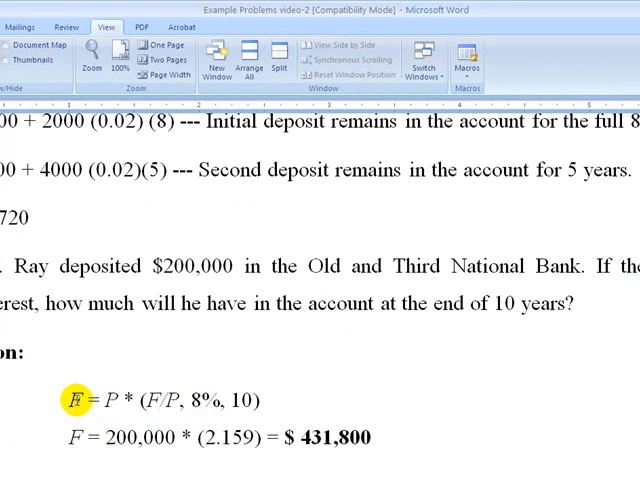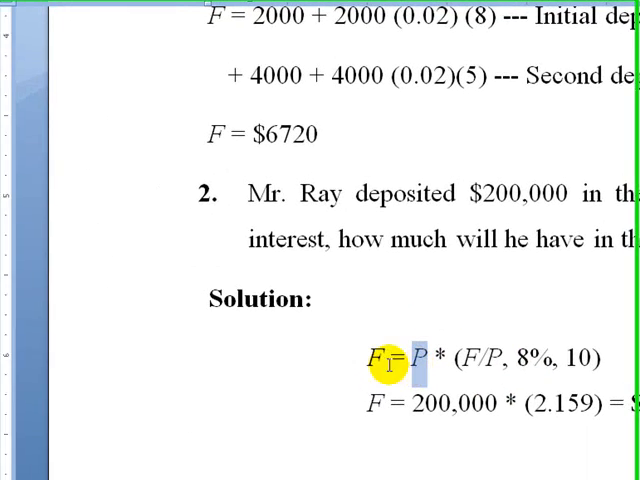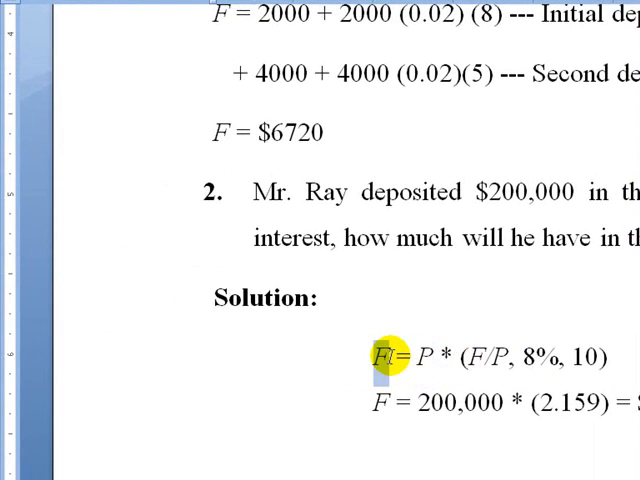So now again, the letters that we looked at in the first problem remain the same. We need to calculate the F value, the future value, which will be equal to, in this case the formula changes. If you want to calculate F, you use the P value, which is $200,000, multiplied by F given P, in the bracket: F given P comma 8% comma 10.